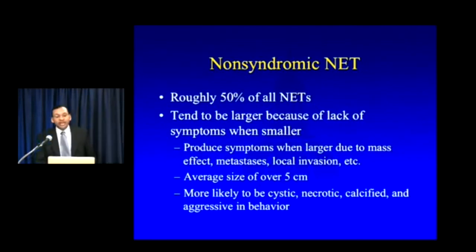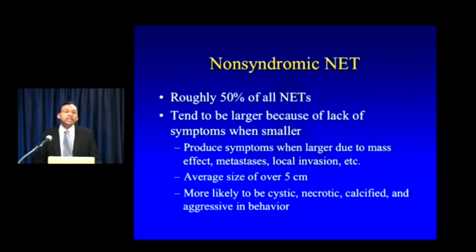Now, non-syndromic NETs, on the other hand, account for about 50% of all neuroendocrine tumors, and because they're not producing endocrinopathy and symptoms when smaller, they tend to be quite large when they present. And so the average size is about 5 centimeters. Now, the symptoms in these patients tend to eventually occur when the lesion gets large enough and you end up with mass effect, metastatic disease, and local invasion.